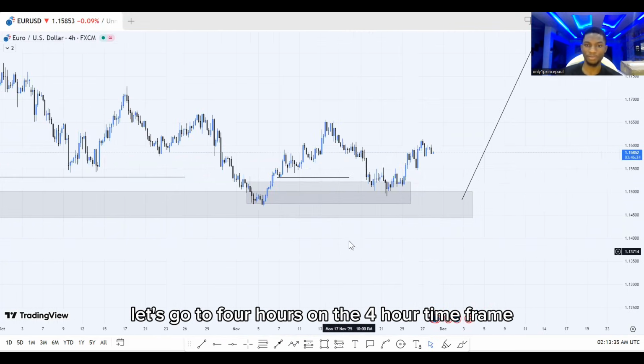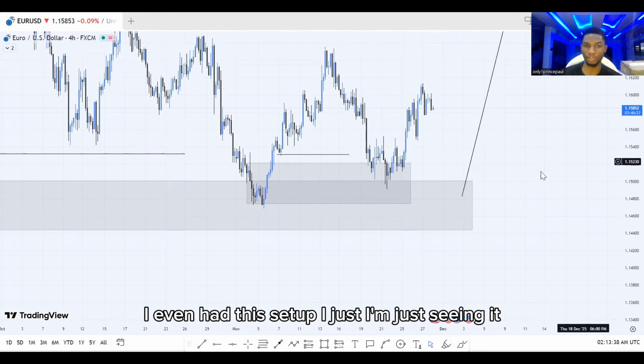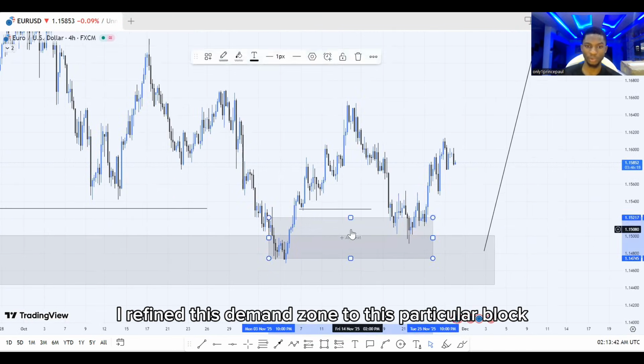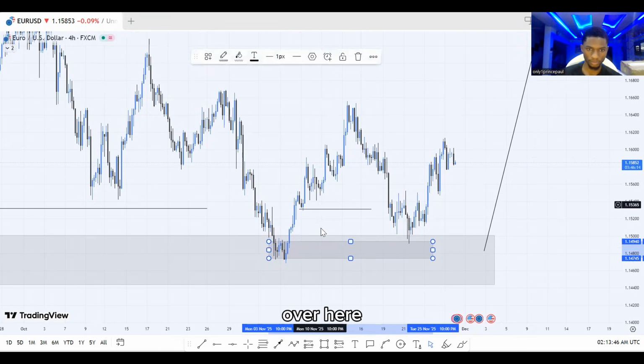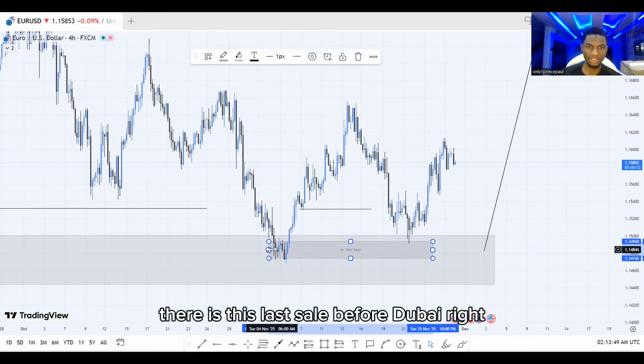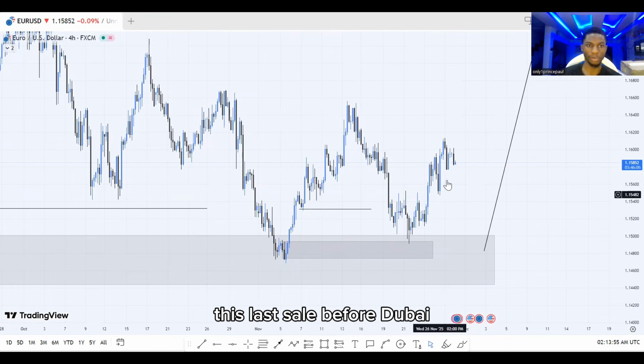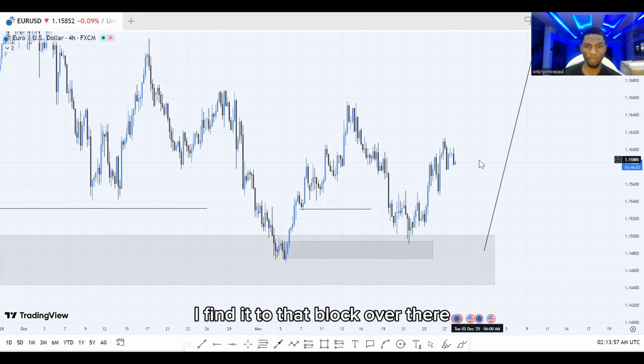On the 4 hour time frame, I haven't had this setup. I just seen it now. In the 4 hour time frame, I refined this demand zone to this particular block over here. That is this last sell before the buy, right? This last sell before the buy, I refined it to that block over there.